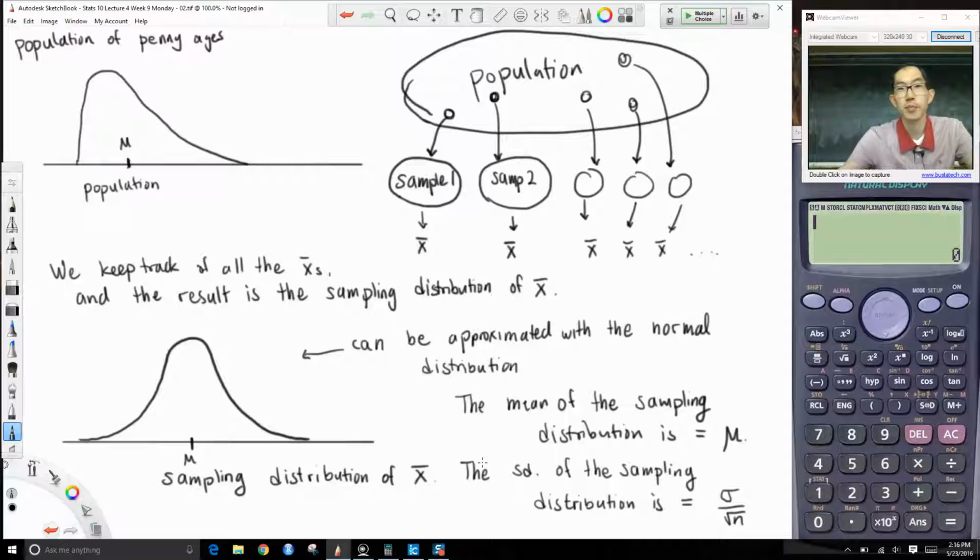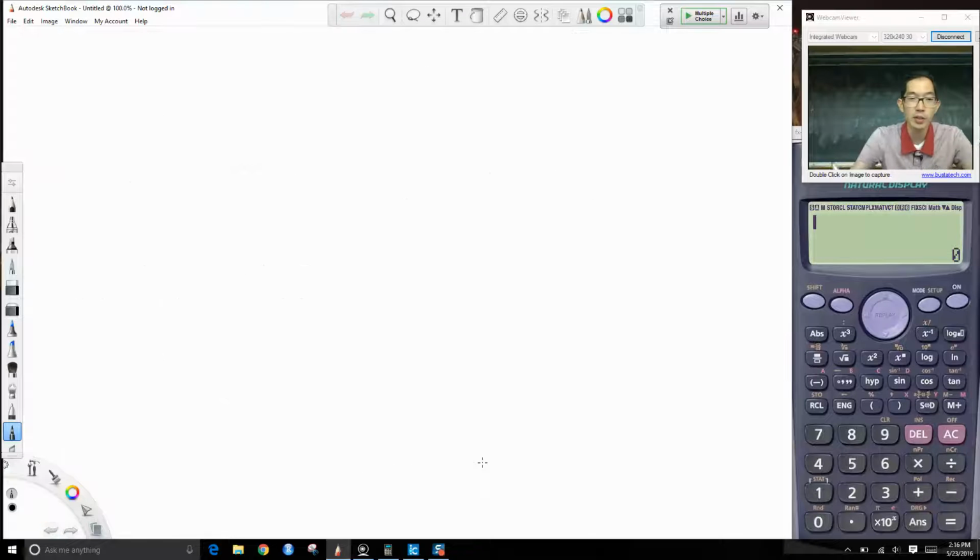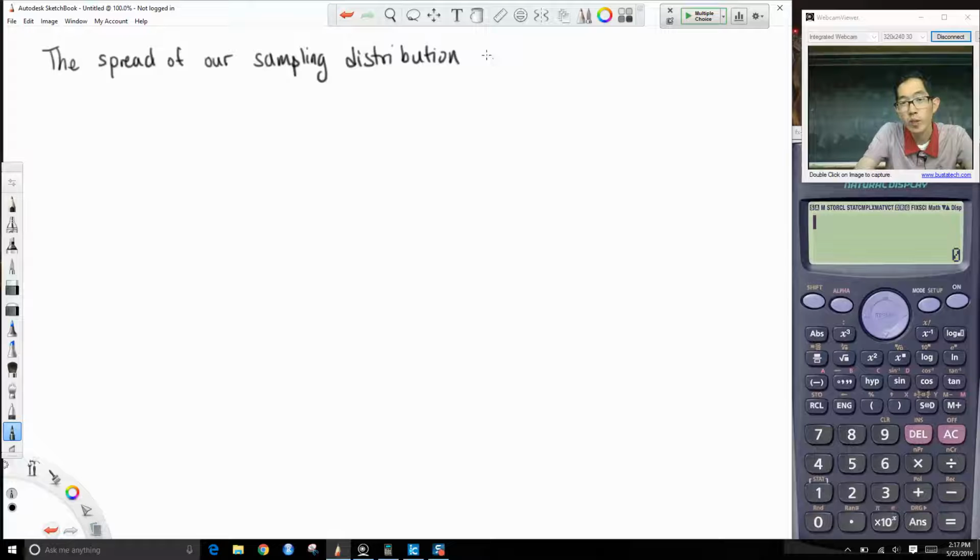Let me talk about the standard deviation, or the spread, of our sampling distribution. It is defined by the standard deviation, which is equal to sigma over the square root of n. And so we see that it depends on the sample size.